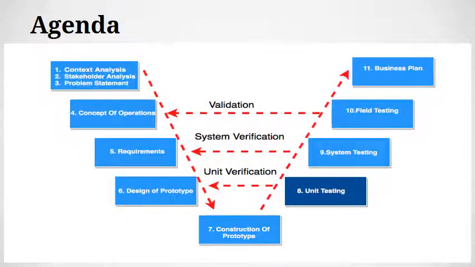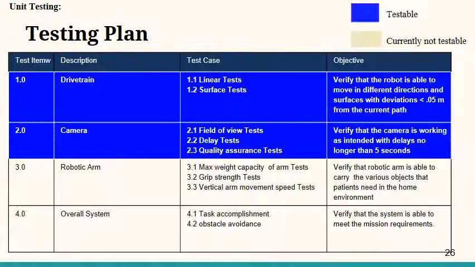Now I would like to talk about our unit testing. For our unit testing, we have unit tests for the drivetrain, camera, robotic arm, and overall system. The blue highlight indicates the test we currently perform, which is drivetrain testing. For the drivetrain testing, the test cases will be linear test and surface test, and for the camera, field of view test, delay test, and quality assurance test.